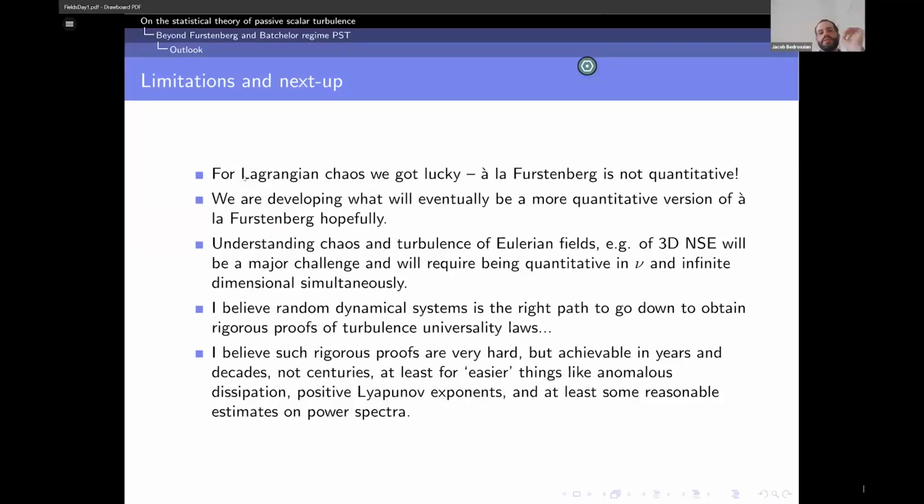Anyway, the moral of the story is we're still very far from proving, say, the Kolmogorov 4/5 law for Navier-Stokes or something like this. But I think that random dynamics is still the right way to go in order to prove universality laws of turbulence, like power spectral laws and stuff like that. I'm not saying that every theorem that's interesting about turbulence has to be in a stochastic framework. I'm saying that if you want a theorem that can be matched very clearly to a specific experimental observation, I think that will have to be done in the random dynamics framework. And it might take years and decades, but not centuries, which separates it from the deterministic framework, in my opinion.